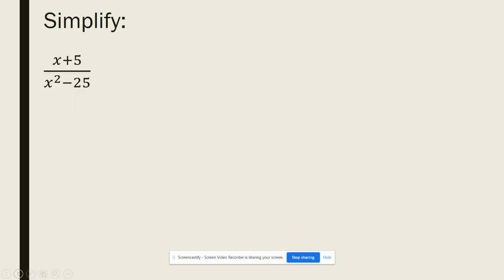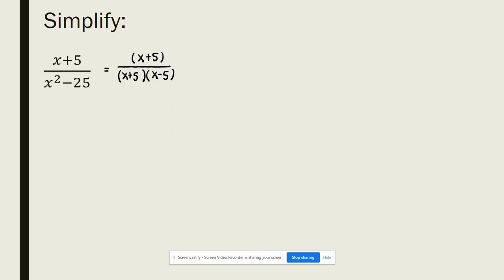When you're asked to simplify rational expressions, first and foremost, in order to simplify means that you want everything as factored as possible. If you look at the numerator, you have a binomial. There are no terms that they have in common, and so there's nothing that I can do to factor that x plus 5 any further. If I look at the denominator, x squared minus 25, remember this is a difference of 2 squares. I can turn this into an x plus 5 times an x minus 5.